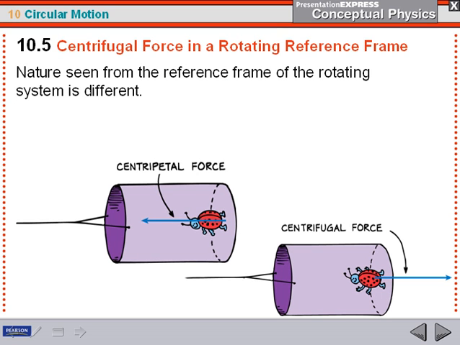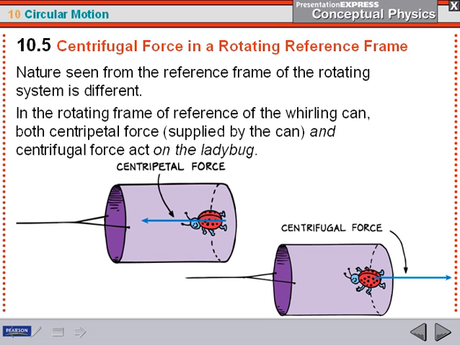So if you look from the reference frame of the rotating can, it's different. If you use the whirling can as a frame of reference, you can see that there's both a centripetal force supplied by the can, which means a force pushing in, and a centrifugal force supplied by the ladybug pushing out. So the centrifugal force isn't acting on the ladybug; it's acting from the ladybug.